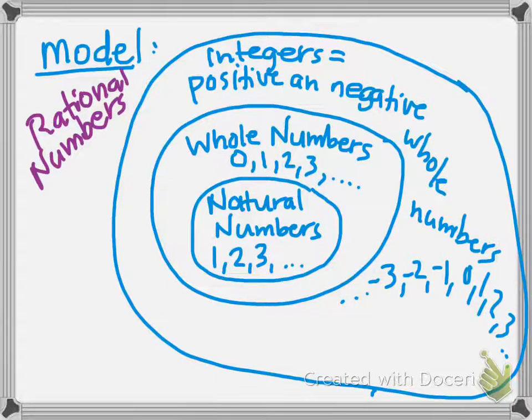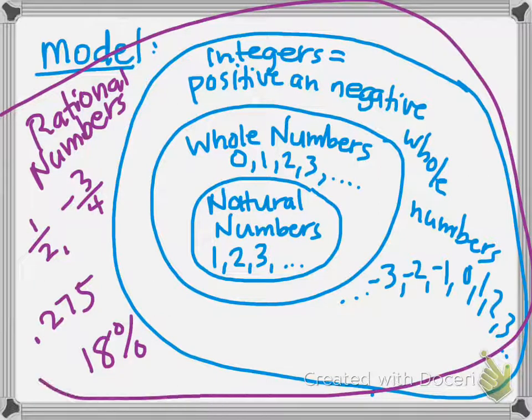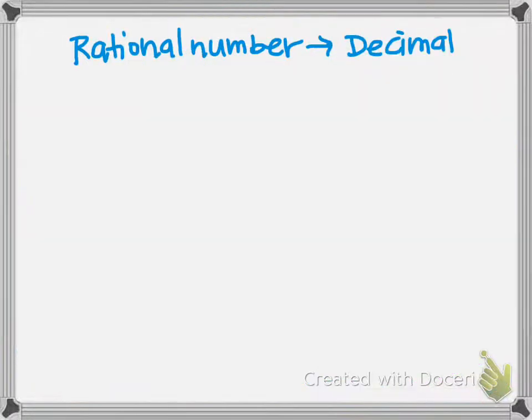And it includes fractions, like a half, negative 3/4. It includes decimals, like 0.275. It includes percents, such as 18%. So rational numbers contain all the integers, whole numbers, and natural numbers, and include fractions, decimals, and percents. Okay, today we're going to change rational numbers to decimals.